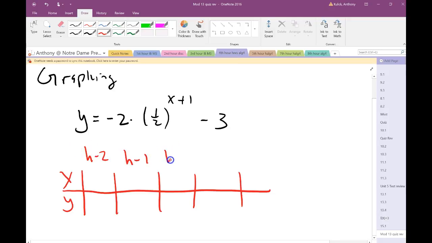H minus 2, H minus 1, H plus 1, H plus 2. So in our case, what is the value for H? H equals -1. So I have -3, -2, -1, 0, and 1. And then to find those y values, what's the best way to do that?